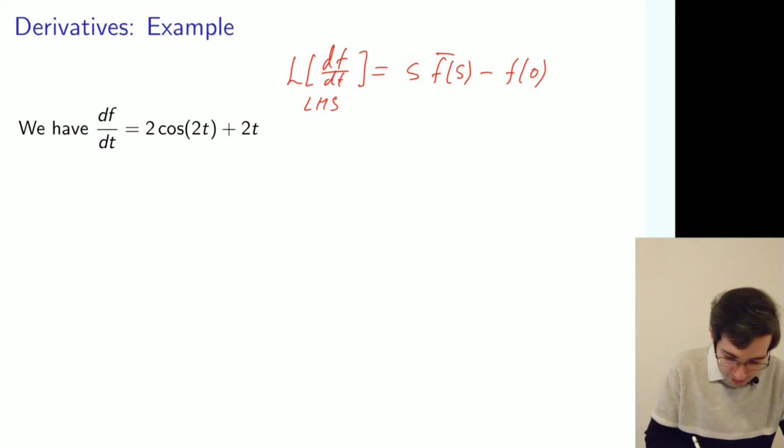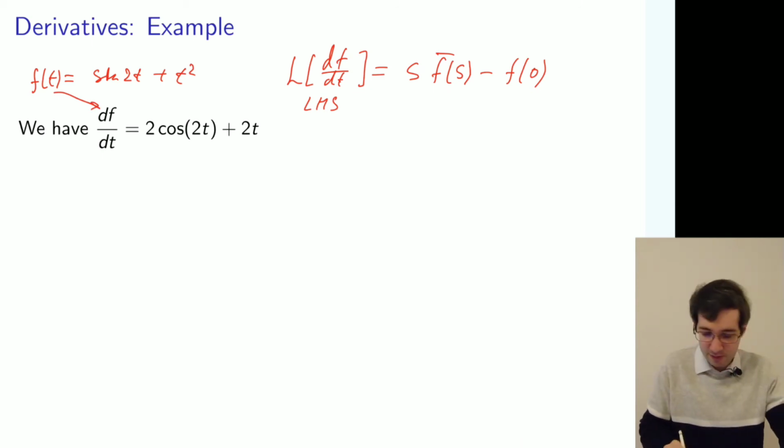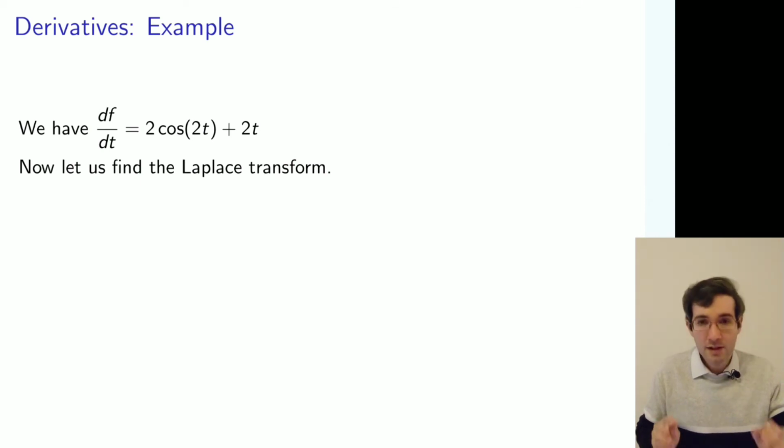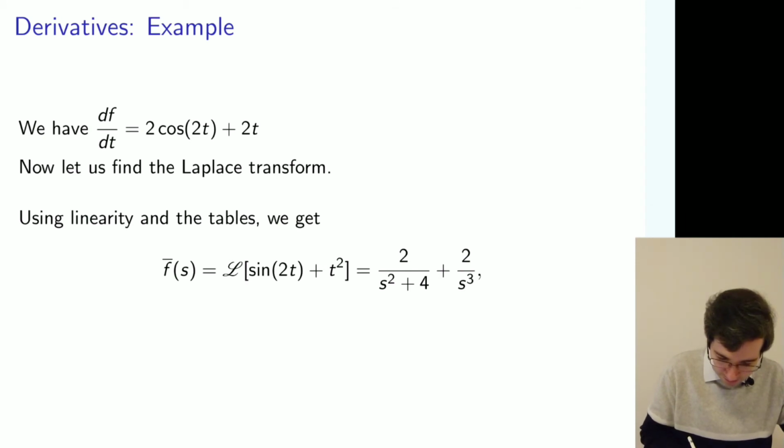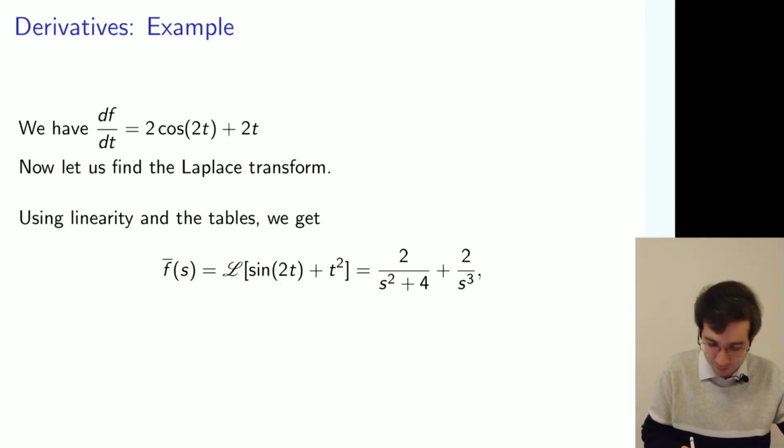So we look at the derivative of the function, which is 2 cosine 2t plus 2t. Just to remind you, the initial function was f of t equals sine 2t plus t squared. That's why you get this derivative. All right? And then we'll find the Laplace transform of the derivative. We get a Laplace transform of the function itself first, just to get ourselves warmed up.